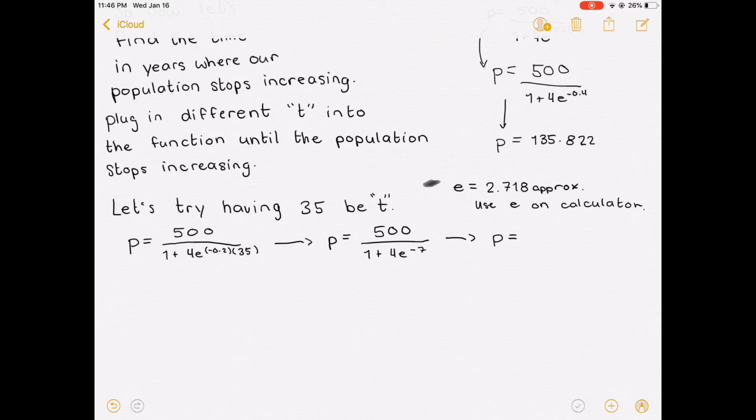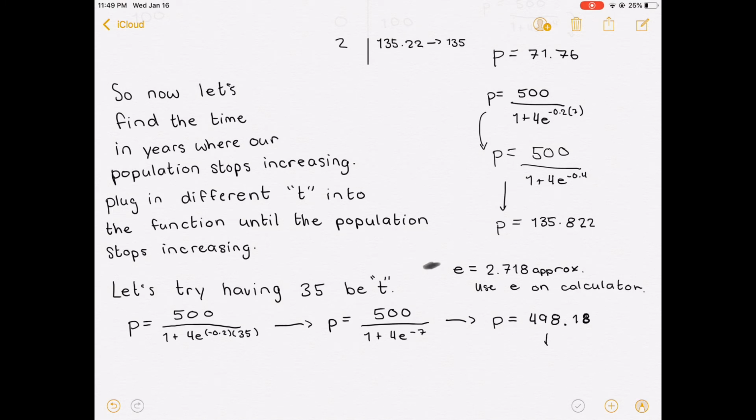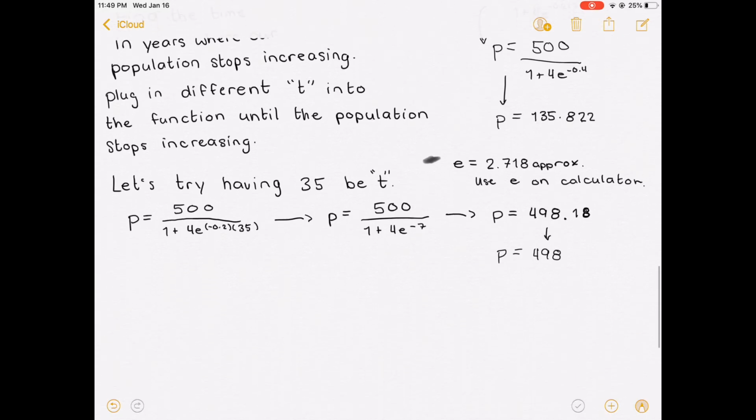If you simplify what we have on the left side first, we will have P equals 500 divided by 1 plus 4e to the exponent of -7. So if you plug that into your calculator, you should get an answer that is equal to 498.18. As you can see, our population is close to its maximum carrying capacity. It is not yet at 500, which means we can still increase the population a little bit more. Just like before, 498.18 is a decimal number, and we can't have a quarter of a person, so we have to round to the nearest whole number. In this situation, it's 498.